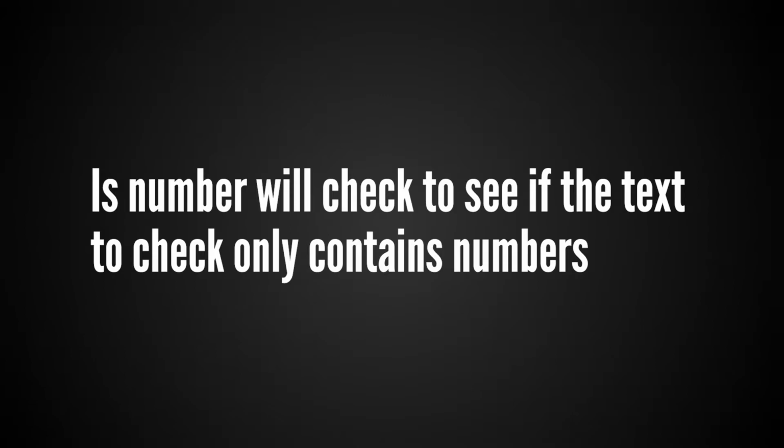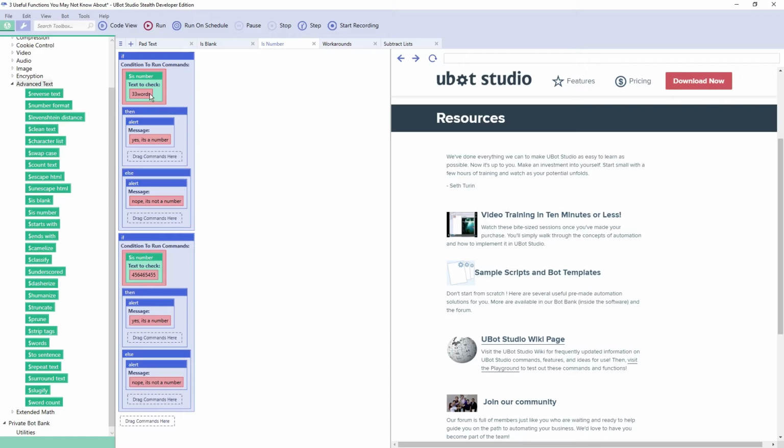IsNumber will check to see if the text to check only contains numbers. This is another great function to use for input validation. If you expect your user to enter a number into a field, you can use this function to ensure they entered a number and not something else. Another use is to ensure what you are scraping is a number. If you expect a number and get something else, that may be a sign that something has gone wrong and your bot can self-correct itself or maybe send you an email saying something isn't quite right.